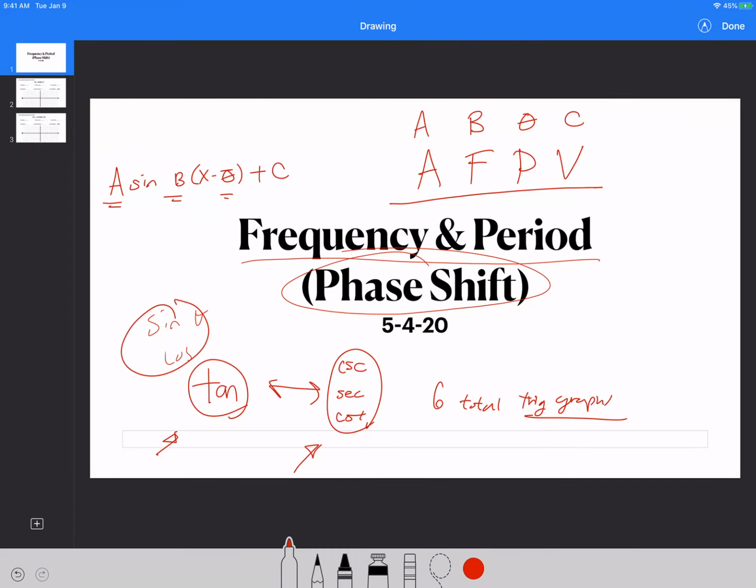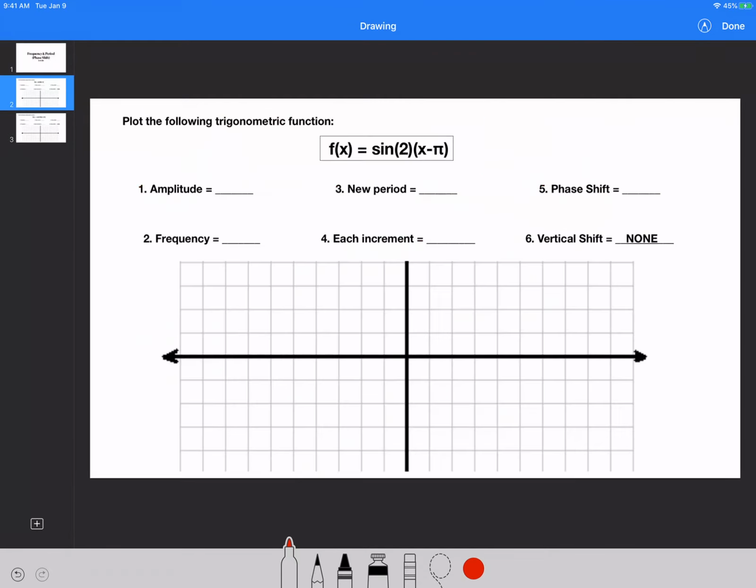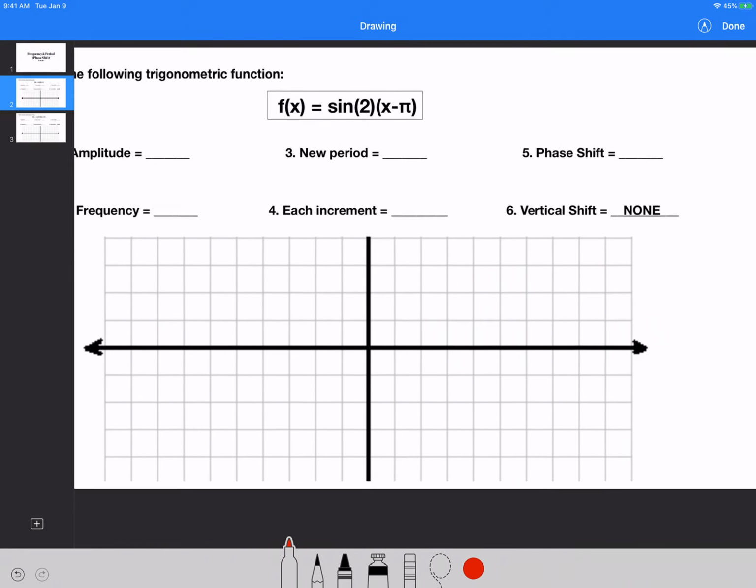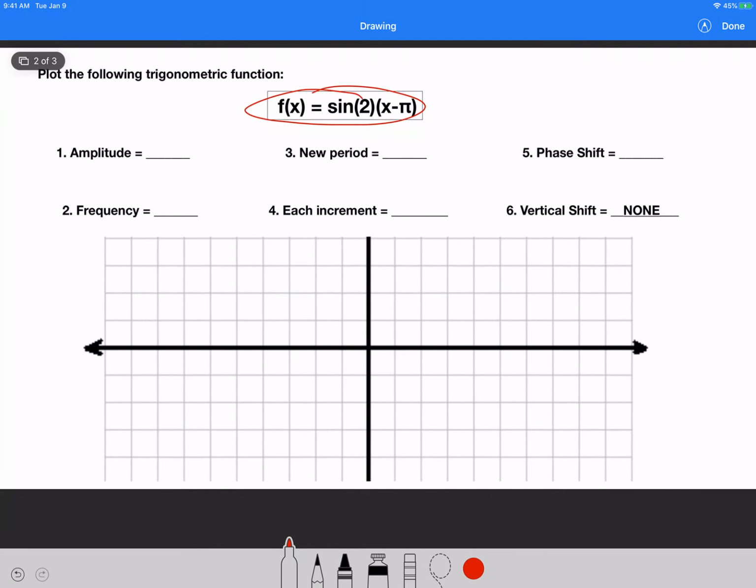We have went over every single component so far. Today what we're going to do is dive into involving the B value along with the phase shift. Very, very basic ones we're going to start off. So let's take a look at some examples that look like this. In here I'm giving you a very simple one that says sine of 2x minus pi.